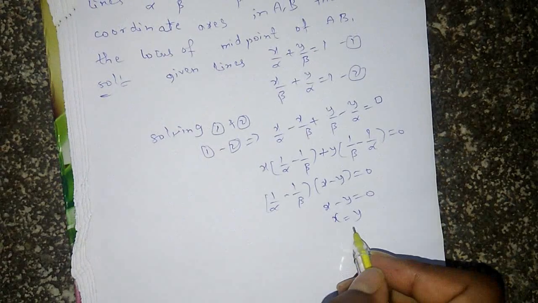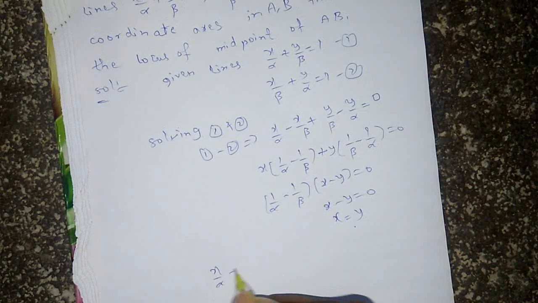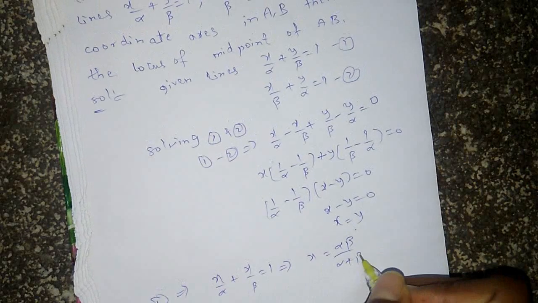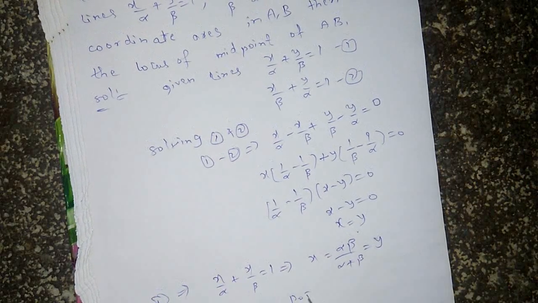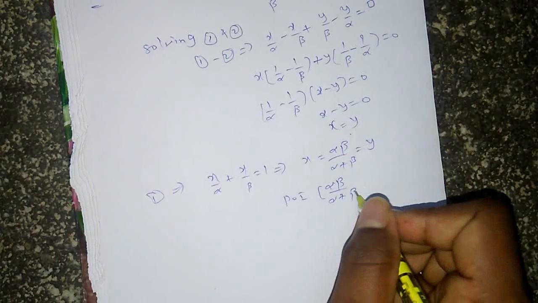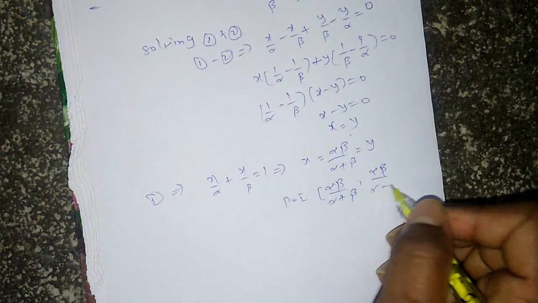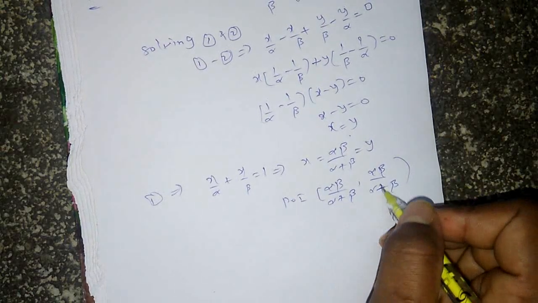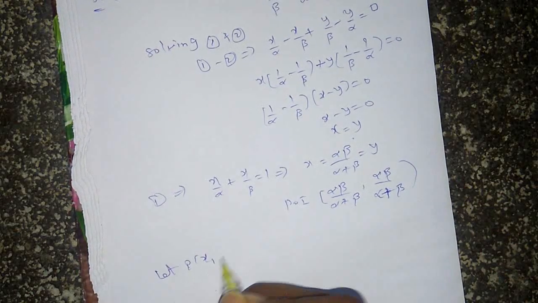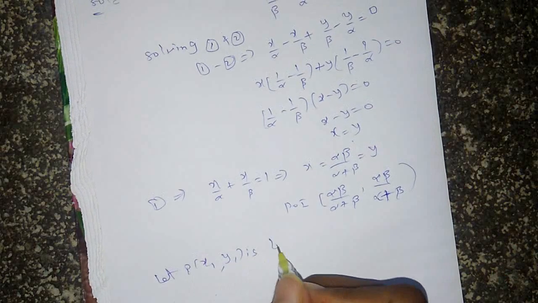So that is x - y = 0, which implies x = y. Okay, so put this in 1 or 2, and you will get the point of intersection. So x/alpha + x/beta = 1, that is x = alpha beta/(alpha + beta), which is the same as y. Therefore the point of intersection is (alpha beta/(alpha + beta), alpha beta/(alpha + beta)). Now we need the locus of the midpoint of AB. So let P(x1, y1) be the locus point.